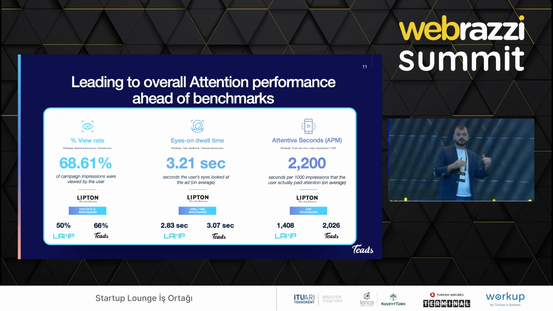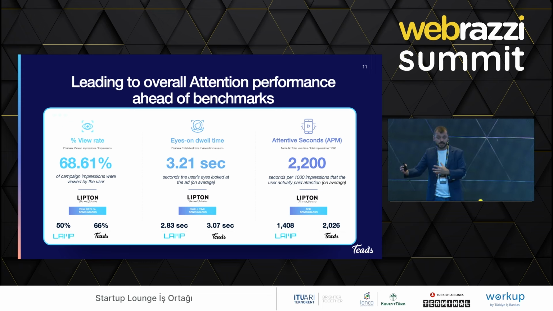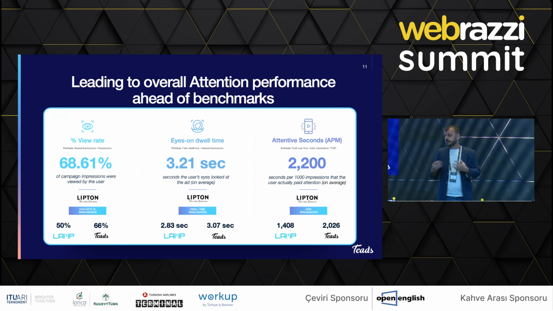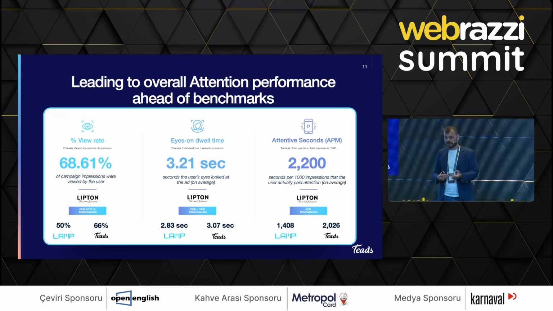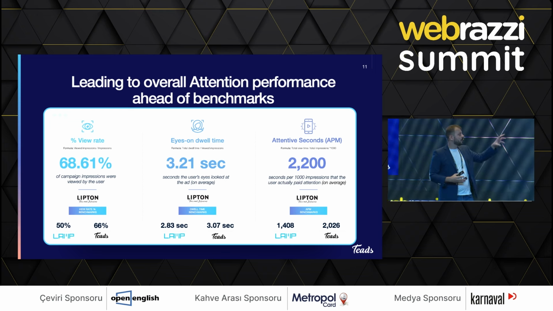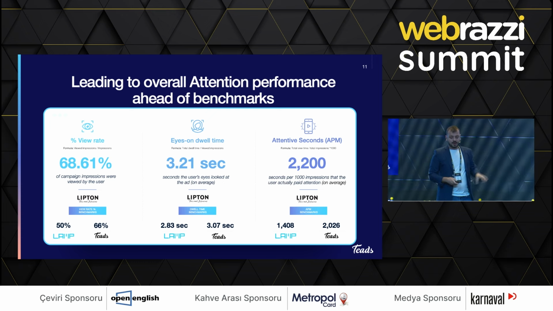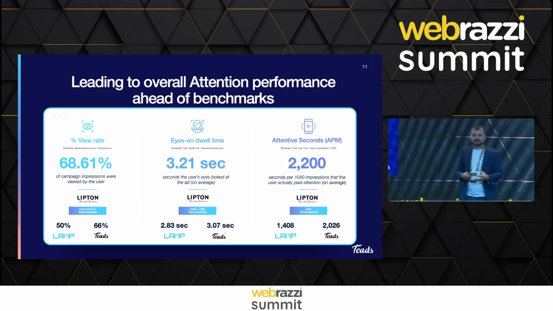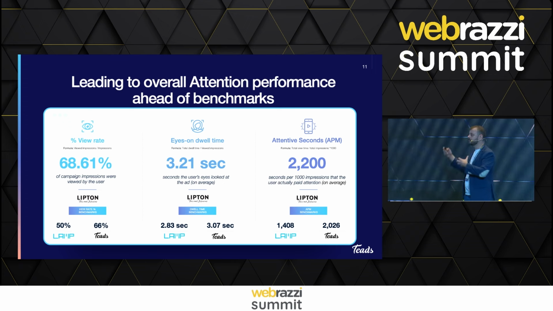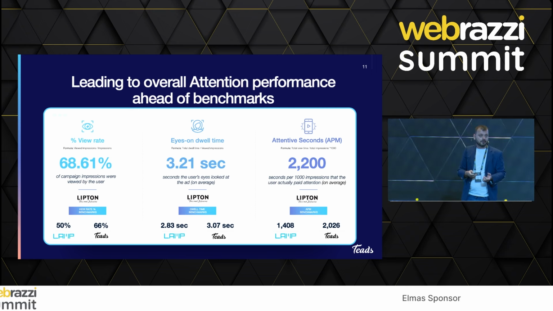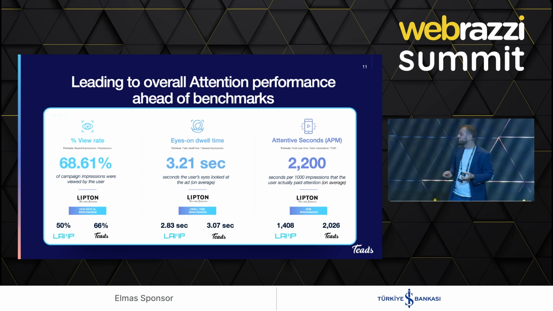The second one is dwell time: the average number of seconds the users pay attention to your ads that were running as part of your campaign. And the third one is APM, or attentive seconds per 1,000 impressions. And this one is actually the most important one because it combines the previous 2 KPIs, right? So when we're optimizing our clients' campaigns to get to higher attention, we're typically looking at the APM scores per creative and also for the mix of publishers they have as part of their campaign.